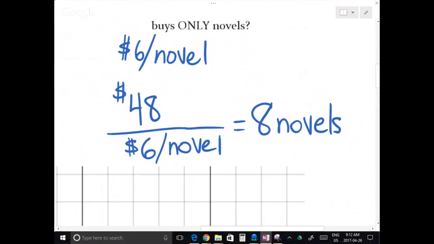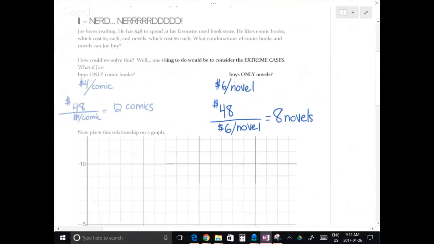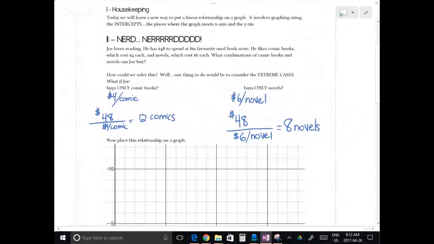So now, here's what I'd like to do. Believe it or not, these two extreme cases are actually going to give me all of the information I need to know all of the possible combinations I could have got. Isn't that interesting? Just by doing the two simplest cases, right? Because it's very easy.